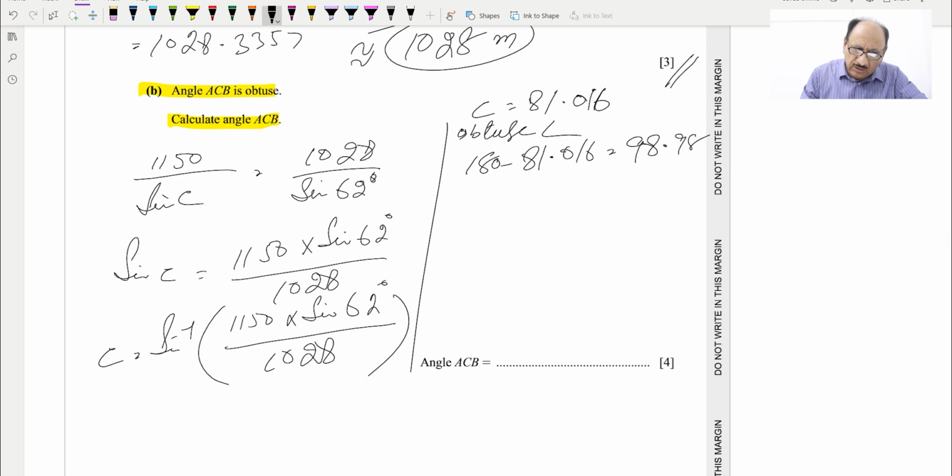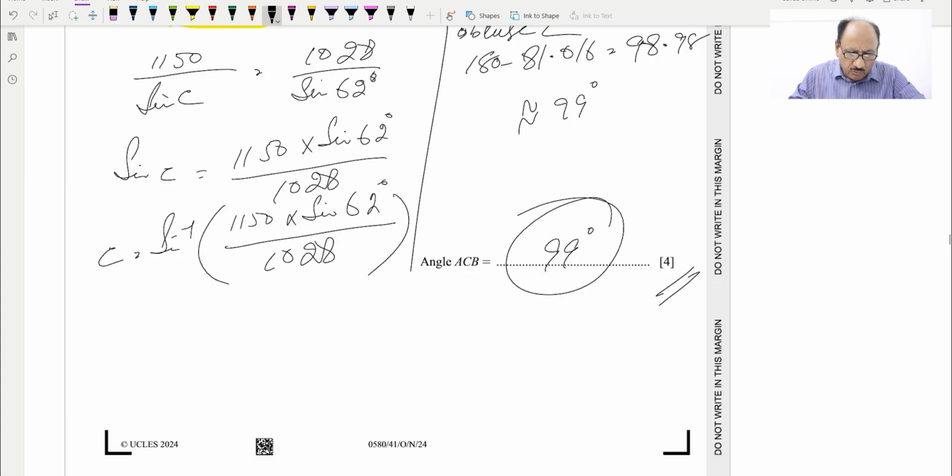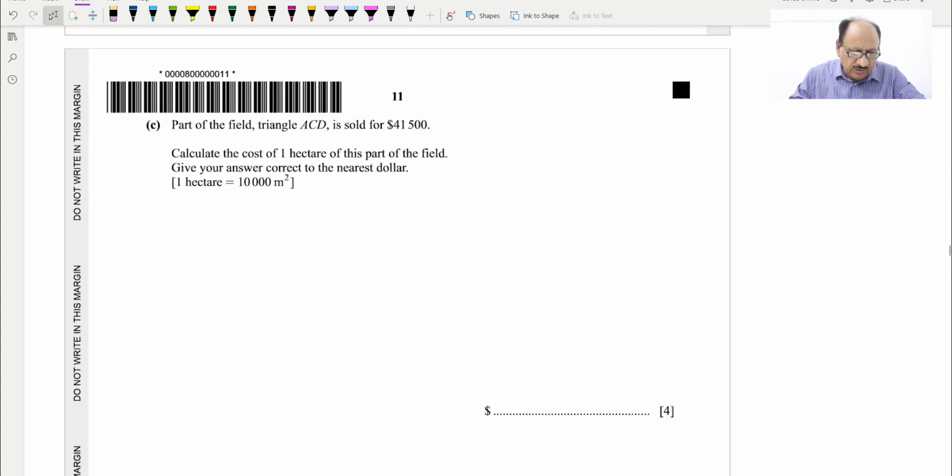98.98, or we can write 99. So approximately 99 degrees. So we can write 99 degrees. So this is the answer for 4 marks. Hopefully you understand this. Now part C says part of the field triangle ACD is sold for this many dollars.